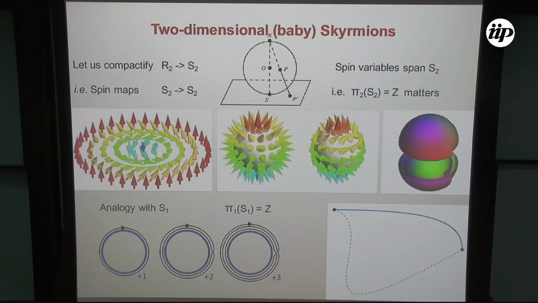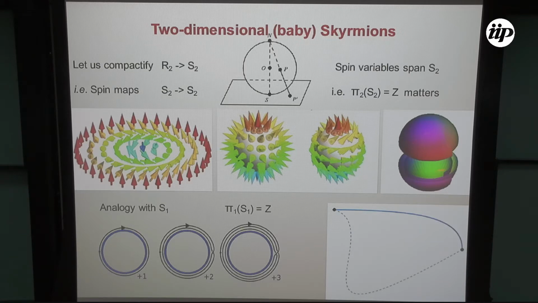But you can also have higher charges. I will show you by the end of the talk that some high charge, not too high, but charge two skyrmions have been observed in some materials. Okay, to draw these things for higher charges is more complicated. Not that complicated, but it's not clear how to draw it in a very efficient way.